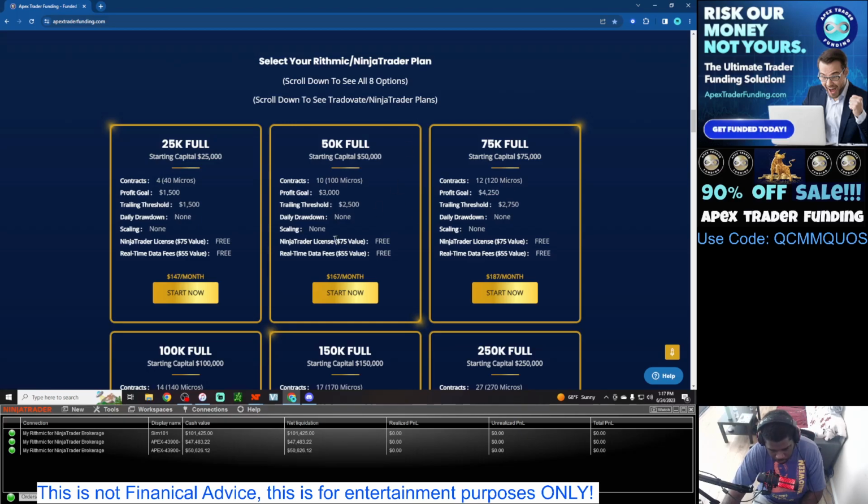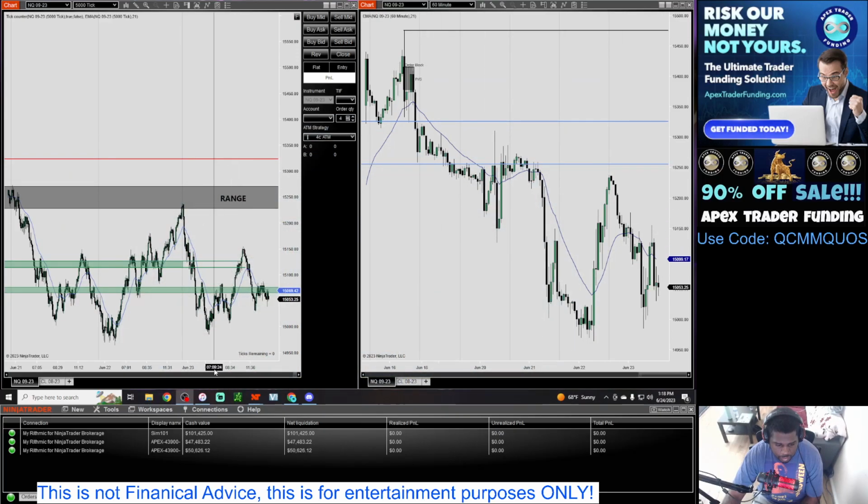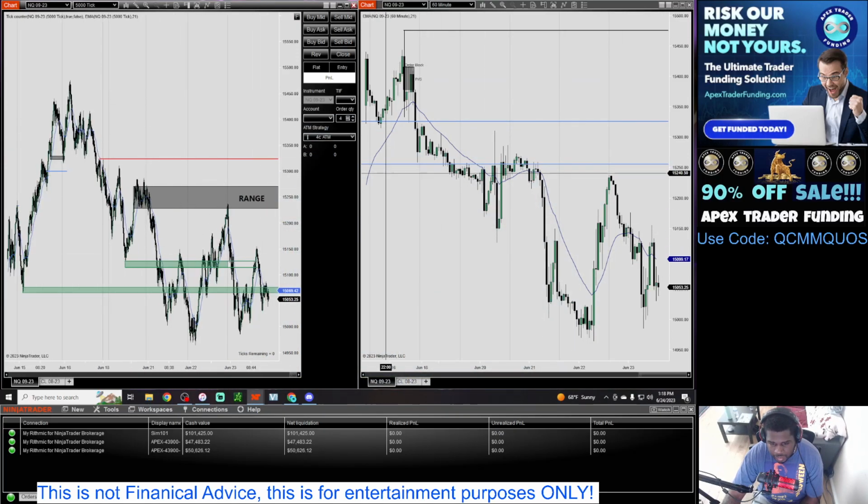And then your license is free, which is cool. For those that use NinjaTrader, your license is free, so you don't have to worry about the data and everything. And it's beneficial because I like this platform.